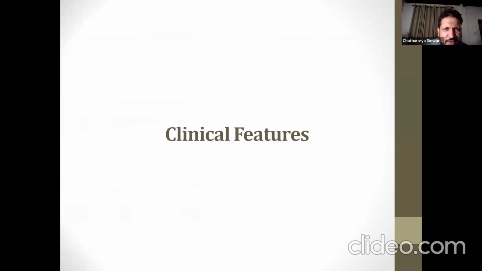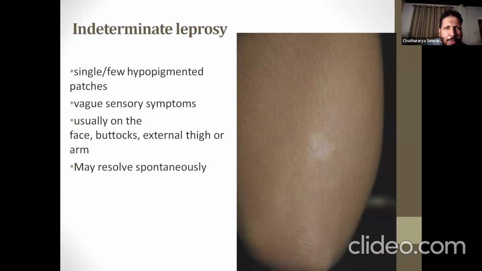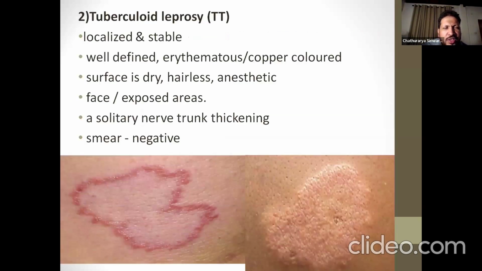So moving on to the clinical features, right? The earliest, as I said, some people, when they get infected, can move on to what we call indeterminate leprosy. It's a very transient phase where they can come with 1 or few hypopigmented patches with vague sensory loss or no sensory loss, commonly on the buttock, face, or thigh. And it either resolves spontaneously and the patient is cured, or it moves on to that spectrum to develop either tuberculoid leprosy or lepromatous leprosy or anywhere in between. So this is a very transient stage. At this stage, it's very difficult to diagnose. So moving on, you have the tuberculoid leprosy, which is very localized and stable.